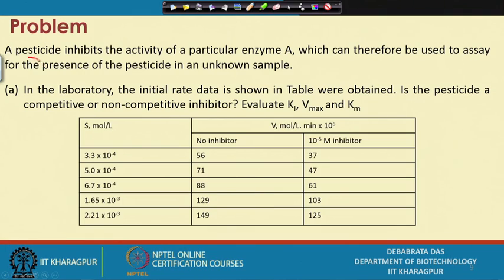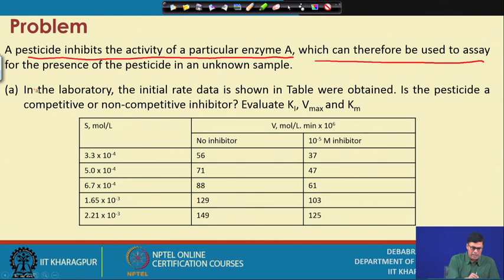This particular problem deals with how a pesticide inhibits some kind of enzyme, let us assume A, and how this inhibition helps you find out the pesticide concentration in your sample. So let us go to this problem. Here the problem is given: a pesticide inhibits the activity of a particular enzyme A, which can therefore be used to assay for the presence of the pesticide in an unknown sample.